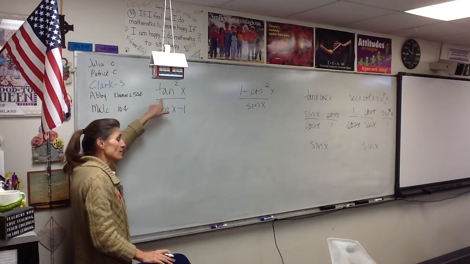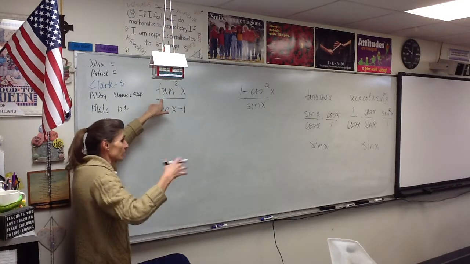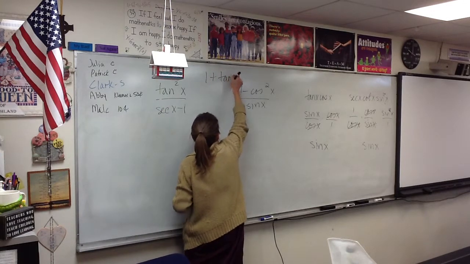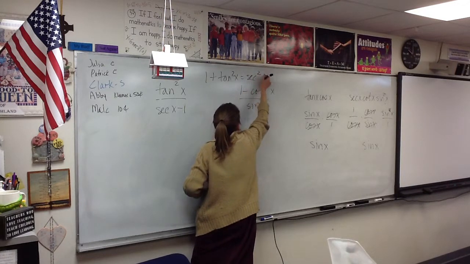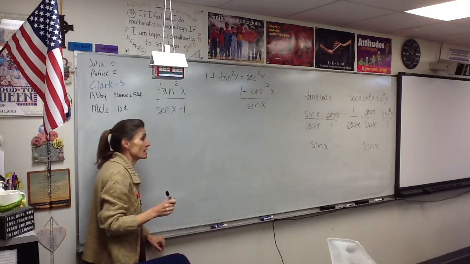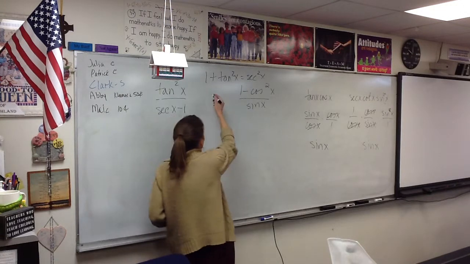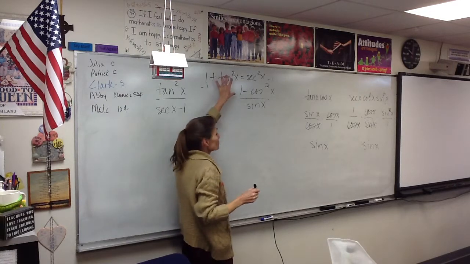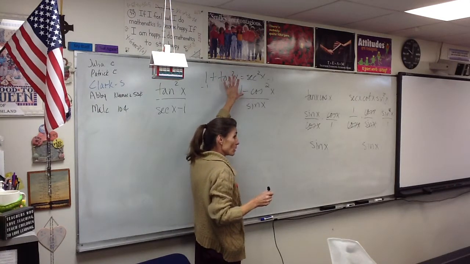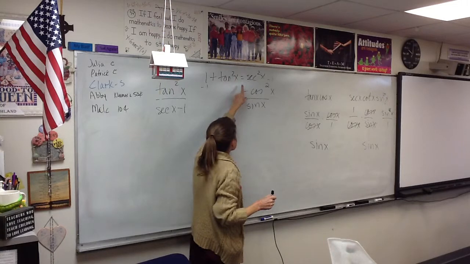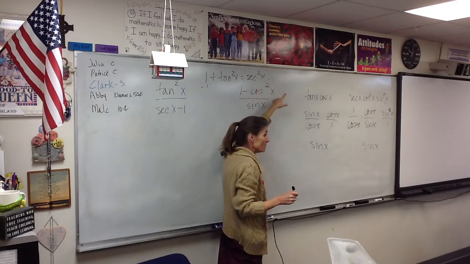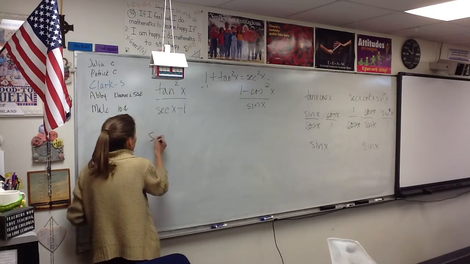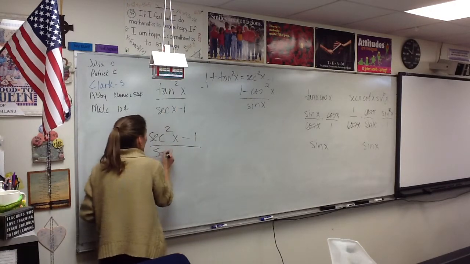Tangent squared. Abby, you were thinking along the right path, but you had your identity wrong. 1 plus tangent squared is secant squared. That's your identity. That's what you have to have memorized. Now, what would happen if you subtracted this 1 from both sides? Then all you would have over here is tangent squared equal to secant squared minus 1. So we can take out the tangent squared and replace it with secant squared minus 1.